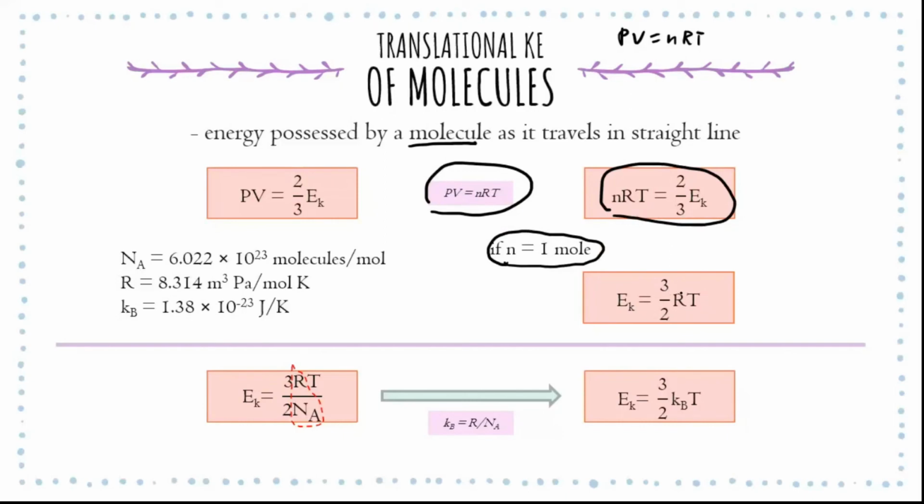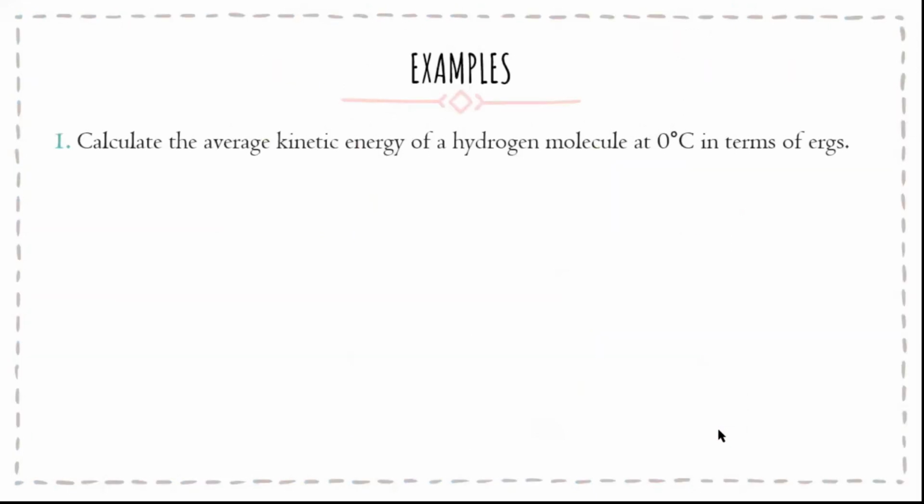Okay, so using the Boltzmann constant KB, we know that Boltzmann constant is R over NA, okay? R over NA. We can express your translational kinetic energy as 3 halves kB T. Okay. So let's have an example about that.